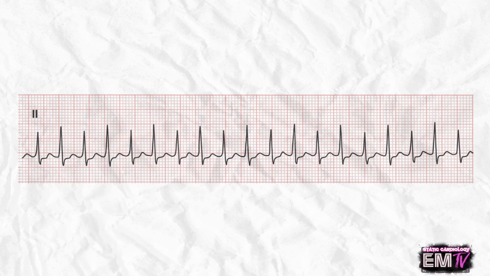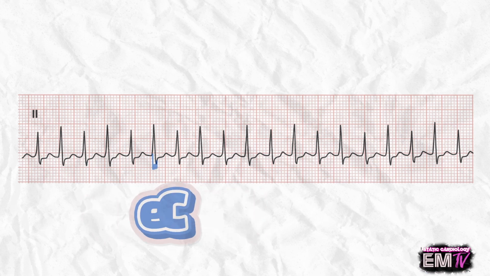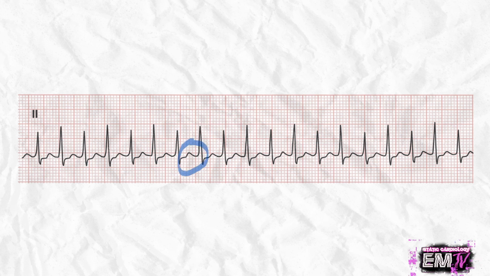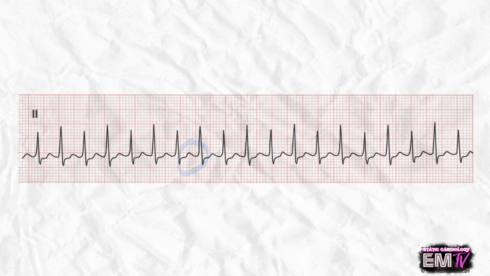The next thing I'll do is take a look at my R to R interval. My R to R interval is nice and regular. And by measuring the QRS complex, I can see that it's narrow. When I examine the spot between the QRS complexes, I cannot make out the difference between a P and a T wave. This characteristic is extremely important when identifying certain cardiac rhythms.